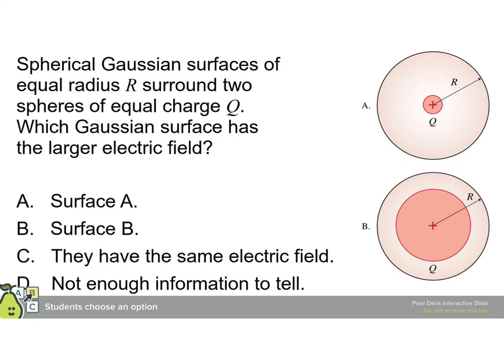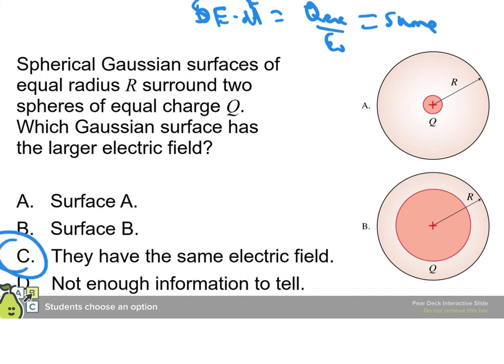All right. Spherical Gaussian surfaces of equal radius r surround two spheres of equal charge q. Which Gaussian surface has the larger electric field on it? Well, they have the same amount of charge on the inside. And again, we have E dot dA integrated is the enclosed charge over epsilon. This is the same, and this is the same. So the electric fields must be the same.